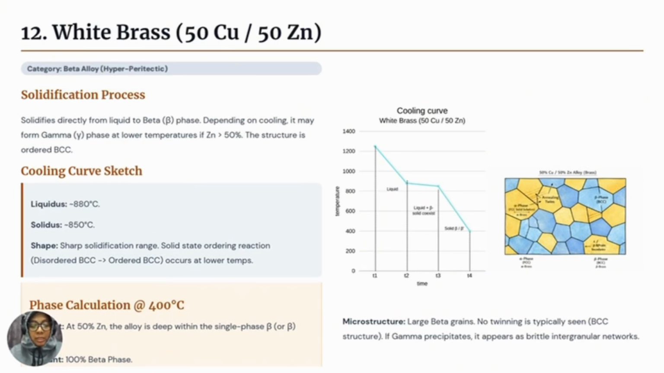Looking at the microstructure, you'll see large distinct beta grains because it's a BCC structure. You won't see the annealing twins found in the softer brasses. While this material is quite hard, it is also brittle. If we were to increase the zinc content even slightly beyond 50%, we would start seeing gamma phase precipitates, which can make the metal even more brittle and prone to cracking.